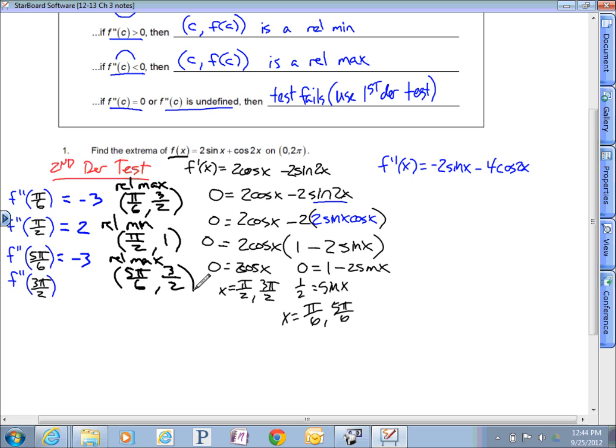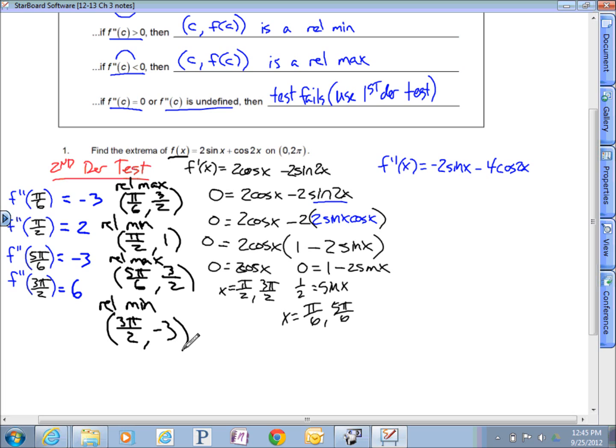And last but not least, f double prime of 3 pi over 2. What did I find? F double prime of 3 pi over 2 comes out to be positive 6. What does that mean? That means I'm looking at concave upward. That means I just found yet another relative minimum. And this one is at 3 pi over 2, and the y-coordinate is negative 3.